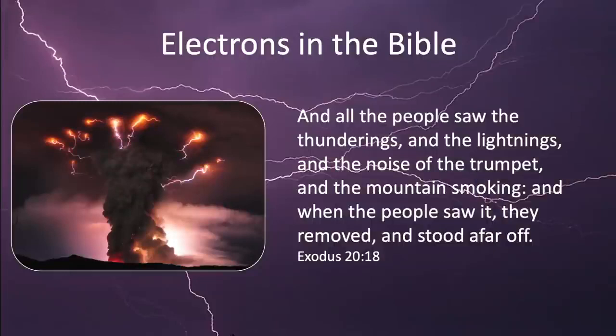Are there electrons in the Bible? Well, there certainly are. Here, the children of Israel traveled to Sinai, and they're looking at the mountain, and it said all the people saw the thunderings and the lightnings and the noise of the trumpet and the mountain smoking, and when the people saw it, they removed and stood afar off. And we know that volcanoes can cause lightning. The dust grains rub against each other, and a charge accumulates in one place in the cloud, not in the other, and then we have lightning to try to neutralize the charge. And so they're afraid of that, and maybe they're right to be afraid.